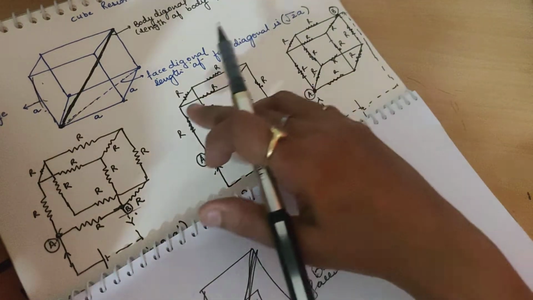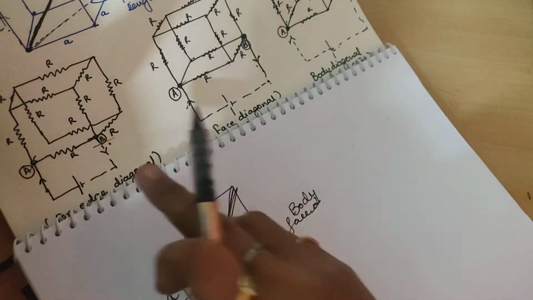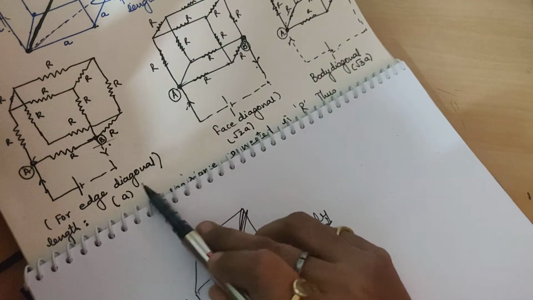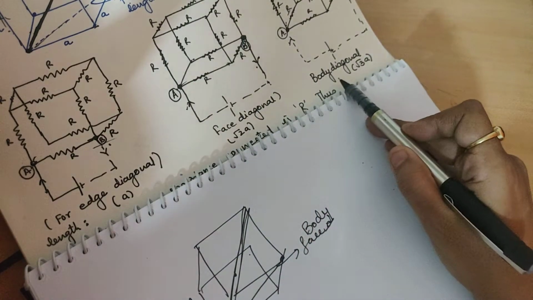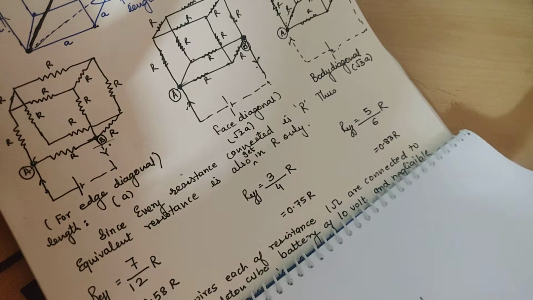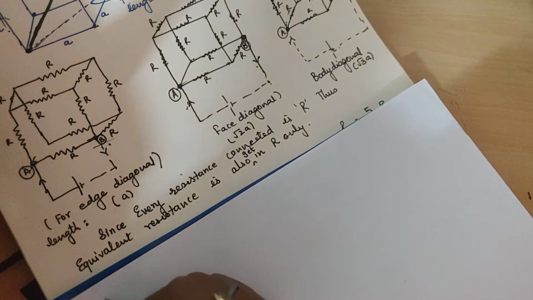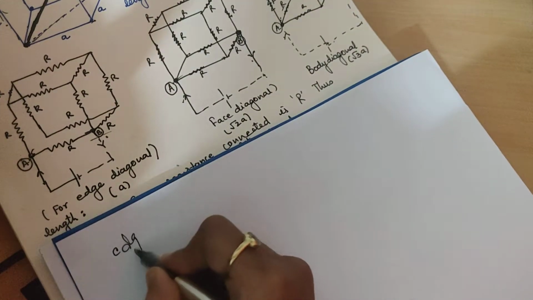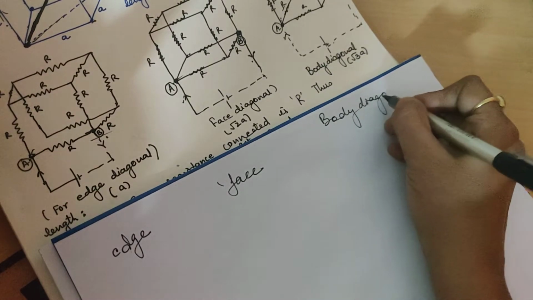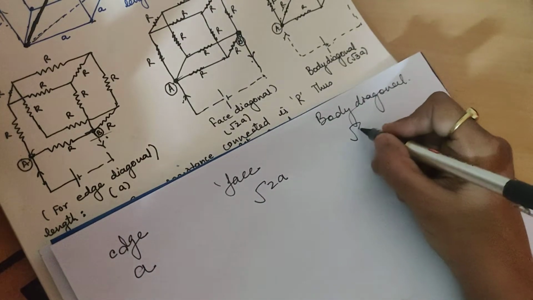Now how the short trick is applied to find the effective resistance is very important. This is the edge, this is the face diagonal and this is the body diagonal. The edge has length A, the face diagonal has length root 2a and the body diagonal has length root 3a. This we have already studied. Now see how to apply the shortcut method. For edge, I will write here face diagonal and here body diagonal, so this should be the order to be applied.